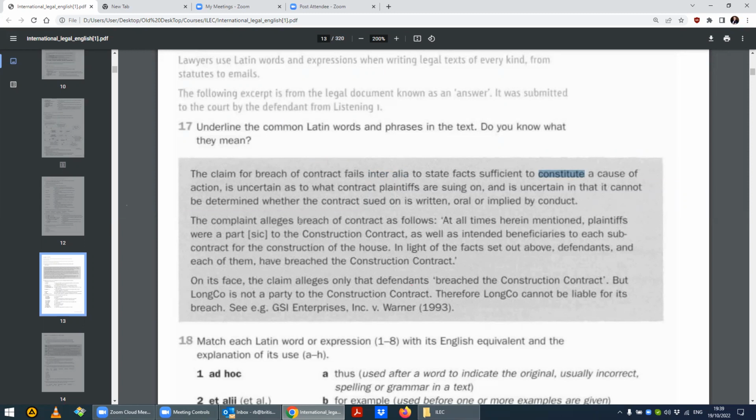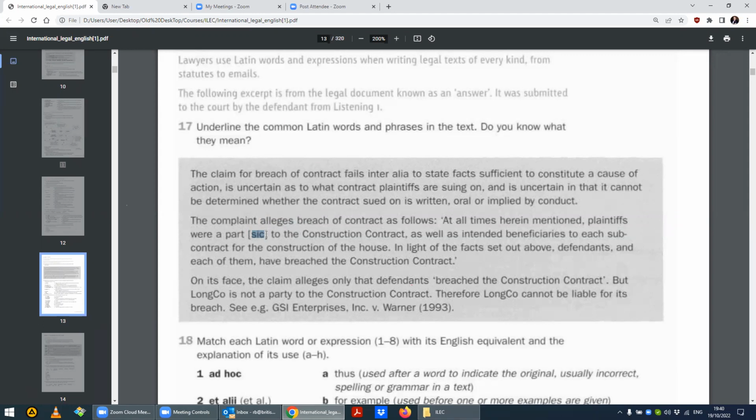The complaint alleges, to allege is to state without proof, breach of contract as follows. And now here we're quoting exactly what the complaint states. So we put it in inverted commas to show we're quoting. At all times herein mentioned, plaintiffs were a part [sic], S-I-C, in brackets, a part to the construction contract.